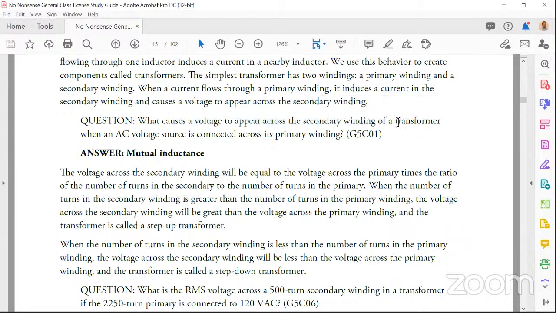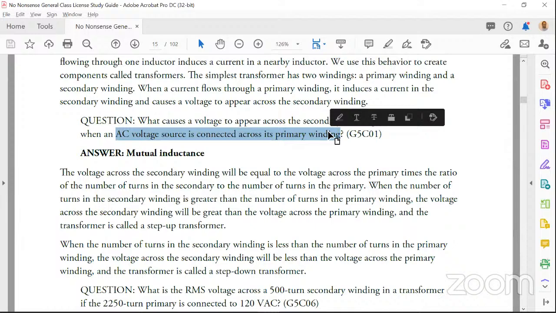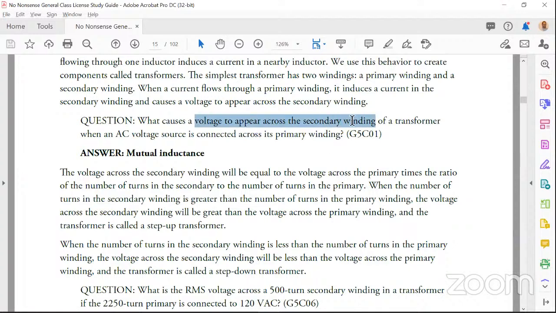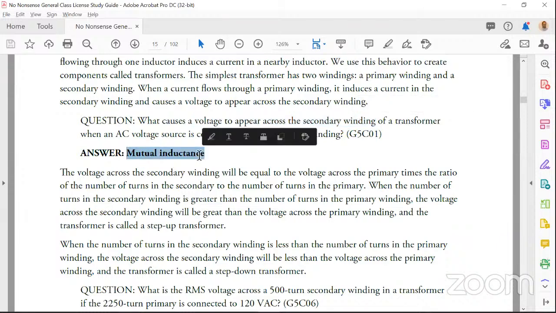So what are we dealing with? We are dealing with a transformer. And remember, a transformer has primary and secondary windings. All right? And how does a transformer work? They're asking what causes the voltage to appear across the secondary when you apply an AC voltage across the primary. So remember the diagram that we had with the transformer. We have the primary winding. We apply an AC voltage. And then a voltage appears across the secondary through a phenomenon known as mutual inductance. So remember we did that last class?